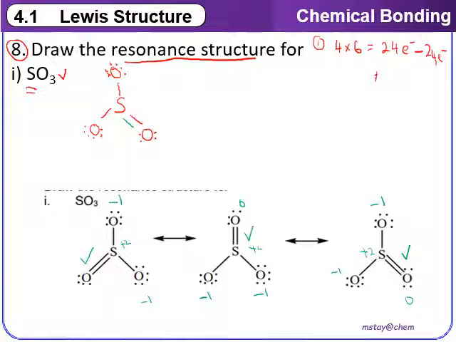So in this case, we can say that SO3 is able to form resonance structures, or has resonance properties. After we change the position of the double bond, don't forget you have to place this arrow to show that they are resonance structures.